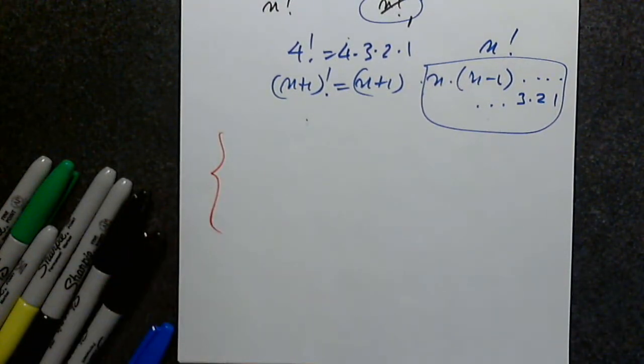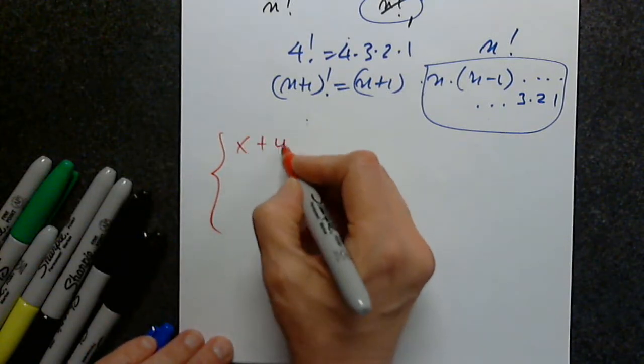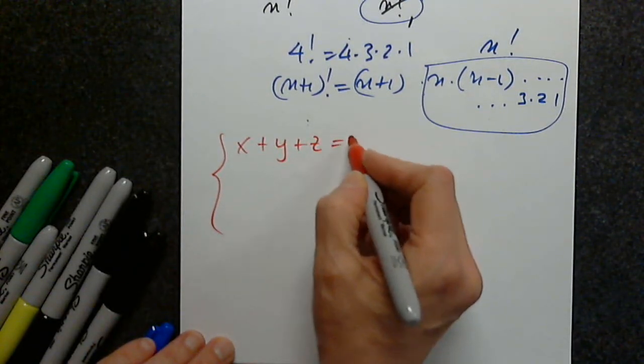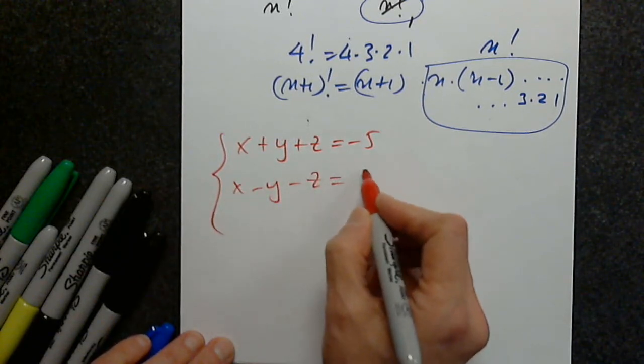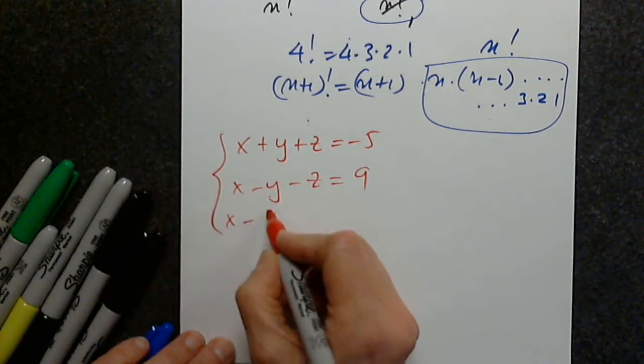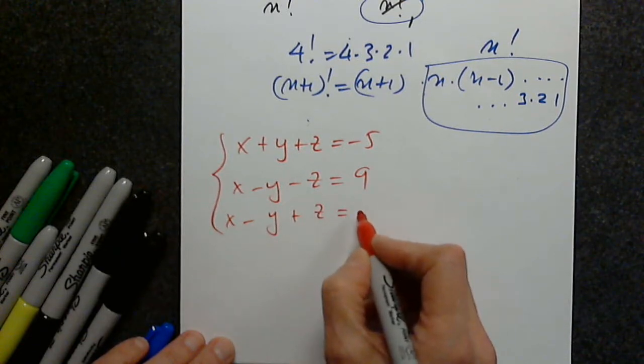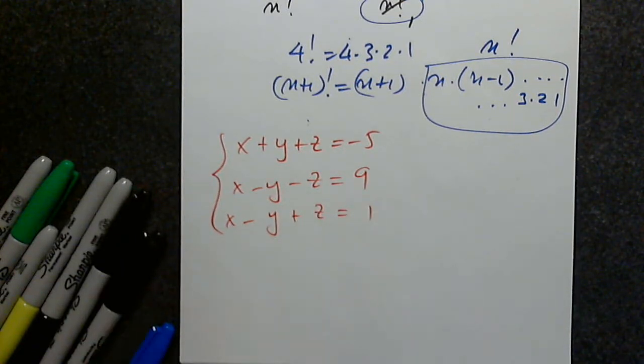Yes, of course. x plus y plus z equals -5. x minus y minus z equals 9. And x minus y plus z equals 1. So let's make sure that we copy it correctly. x plus y plus z equals -5. x minus y minus z equals 9. x minus y plus z equals 1.